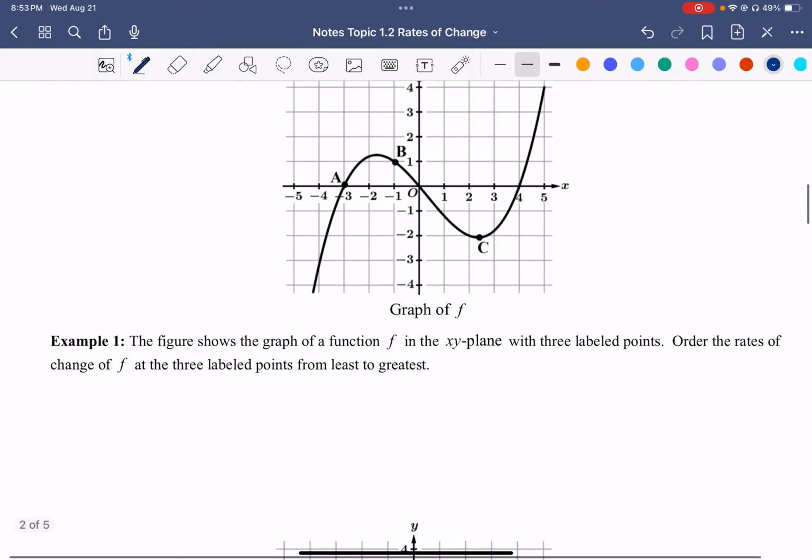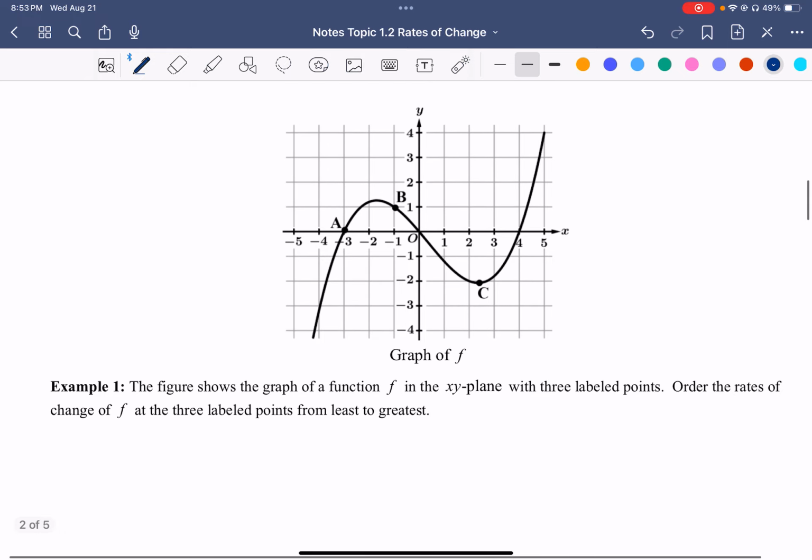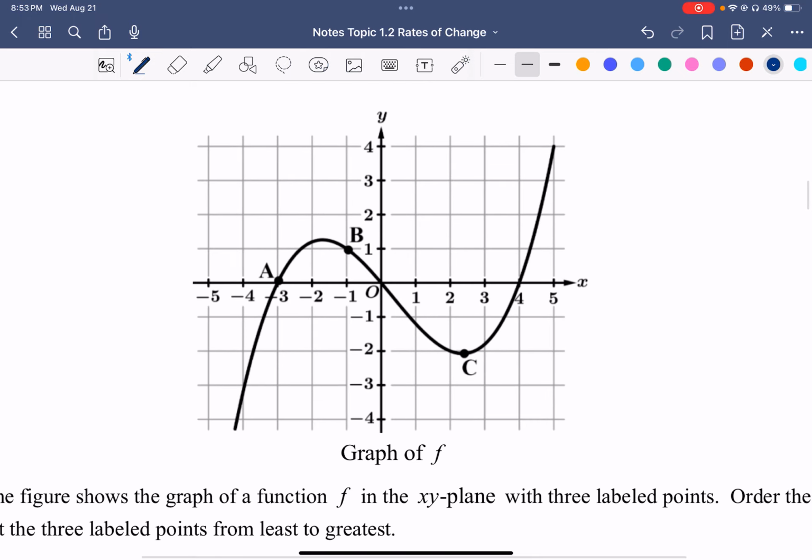On the next page, we see an example of this. It says the figure shows the graph of a function f in the xy plane with 3 labeled points. Order the rates of change of f at the 3 labeled points from least to greatest. So the first thing you're going to do is annotate next to your points to indicate whether it's a positive or negative rate of change or if it's 0.